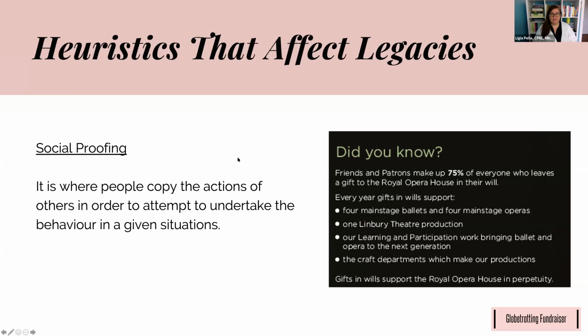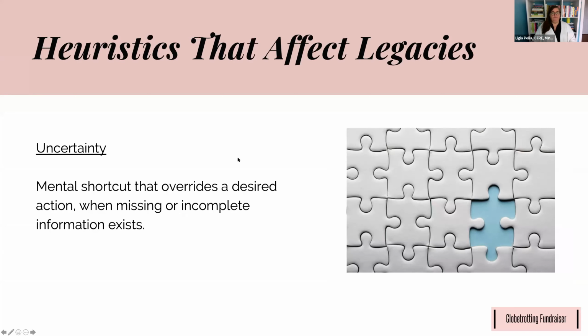Cool. All right. Next, uncertainty. So uncertainty is that mental shortcut that overrides a desired action. Basically what that means is that if there's missing information, incomplete information, or conflicting information, then the donor will not take that desired action.